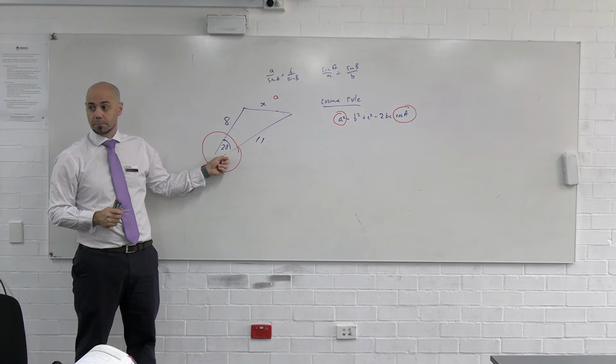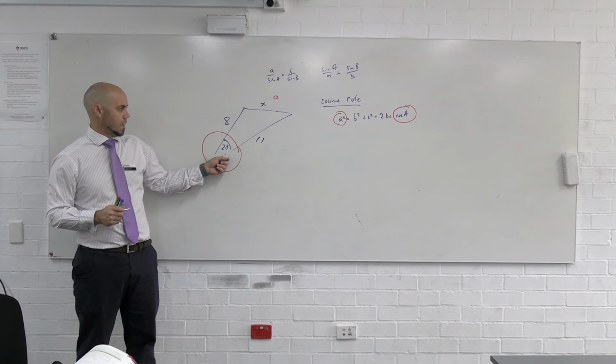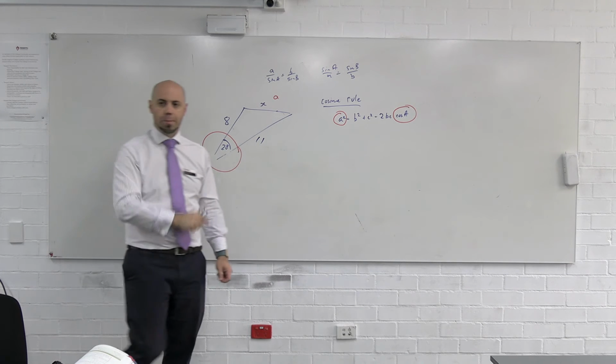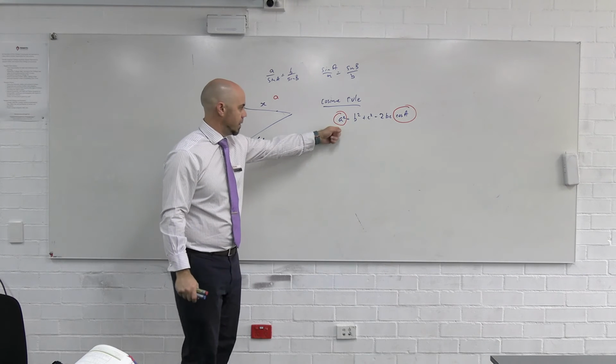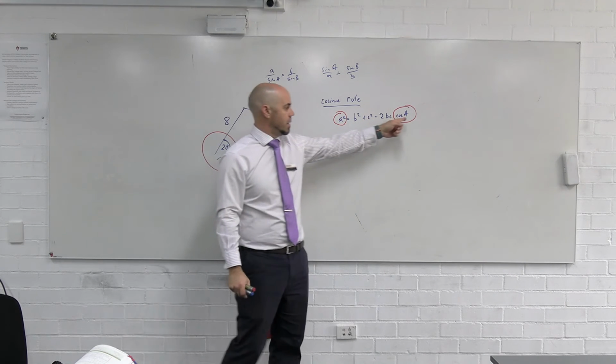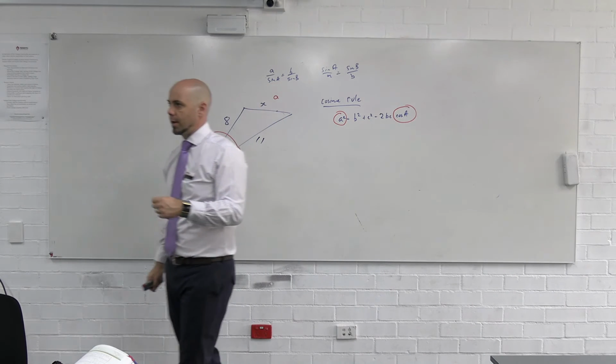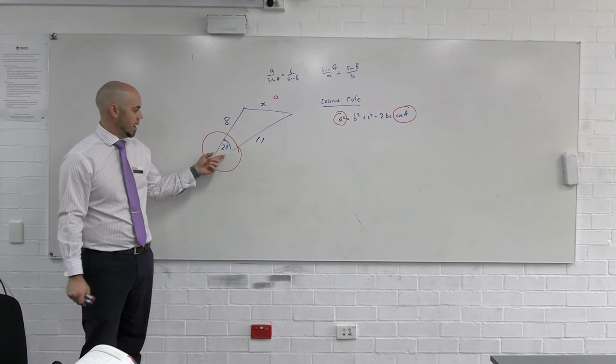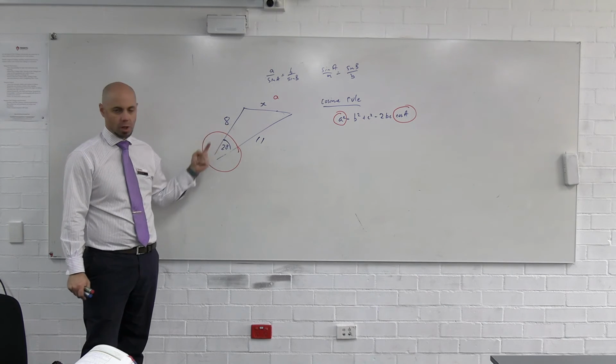Sorry, does that still work if you put the 2bc cos A in brackets? Yes. And so that's the really important part of the cosine rule. The side that you're figuring out is the A here. The angle is the angle that we know, and it's opposite the side that we're trying to figure out.